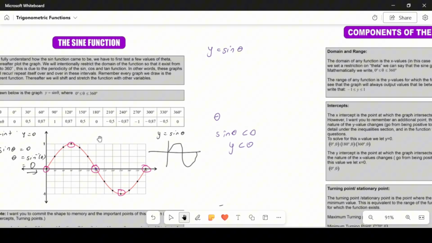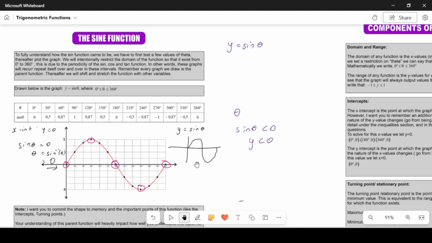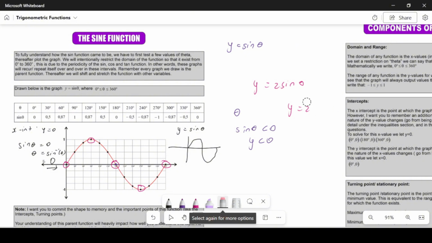Now we'll shift and translate the parent function, or we'll transform and translate it to get the sine function in a more generalized form. Why do we do this? It's because it enables us to expand our applications with sine. You'll never always be given sine of theta. You'll be given things like y is equal to 2 sine of theta. How do you deal with a problem like this? Or y is equal to 2 sine of theta plus 1. Can you see? So now we can expand our applications with sine and cos and tan once we transform and translate it.